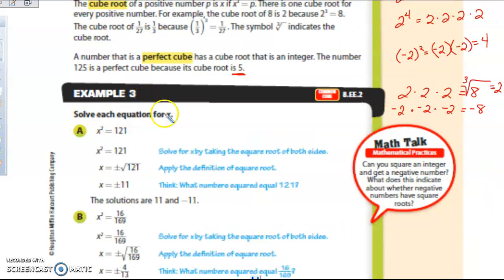So I have to solve each equation for x. X squared is 121. So to find out what x is, I need to square root 121. What number times itself gives me 121? Well, I know that 11 times 11 gives me 121. Because this is positive, that means that this could be a positive number. It can also be a negative number. So positive or negative 11 is a solution to this.